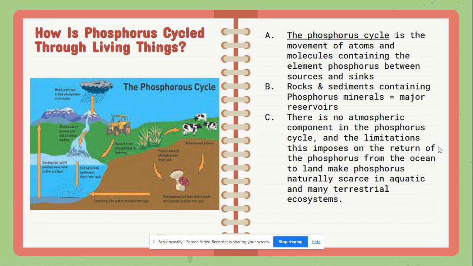Because phosphorus doesn't have an atmospheric component, phosphorus as an element is a limiting factor to a lot of living things found in aquatic ecosystems and terrestrial ecosystems. Because phosphorus is not really readily available to them, it can impact how well that ecosystem can grow. So usually it's very scarce in aquatic and terrestrial ecosystems.